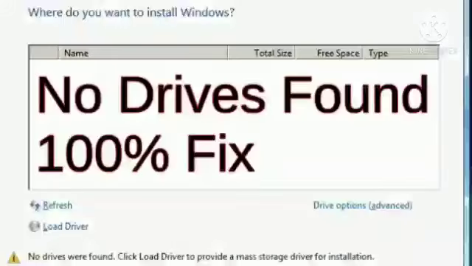Students, today in this video, we will learn how to fix the problem if your computer is unable to recognize your system drive or hard drive. So, without wasting any time, let's get started.